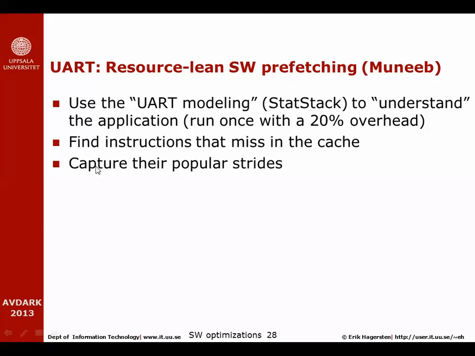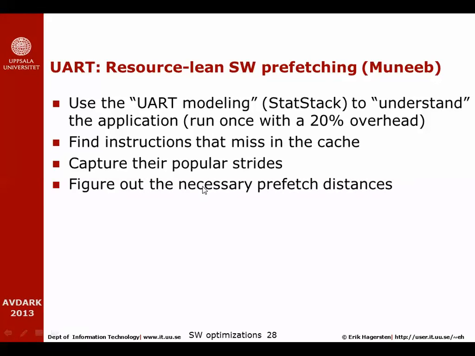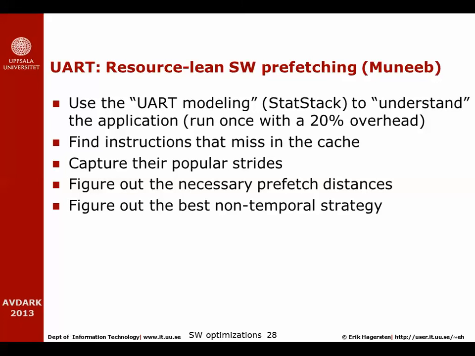We capture the stride that these instructions have between their accesses to data, A plus 7, A plus 14, A plus 21, and so on. That could be an example of those strides we find. We also figure out the necessary prefetch distance. So we figure out if we need to prefetch the data one iteration ahead of time, two iterations ahead of time, and so on. When we insert the prefetch instructions, we need to know how many iterations ahead of the current access we need to prefetch the data.